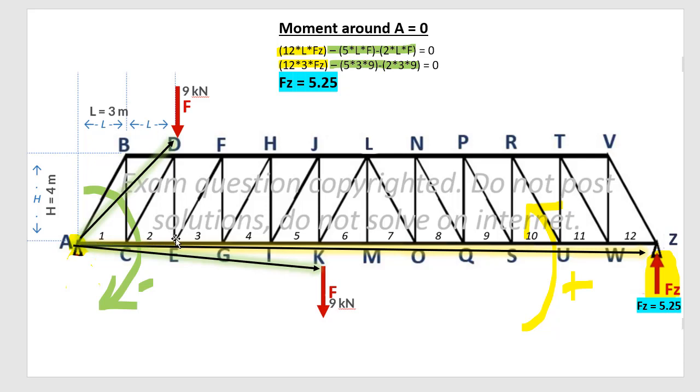And then we have 2 going to this other 9. So this is the two lengths. So we're going over 2. I tried to label these for you to make this moment calculation faster. Okay, so taking the moment around A, we get the reaction at Z, which is 5.25.